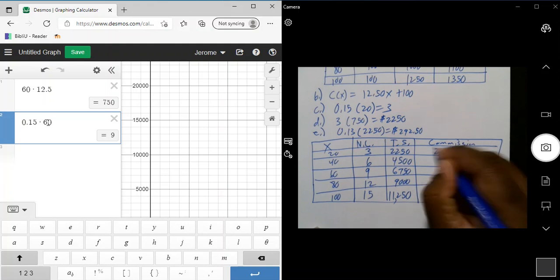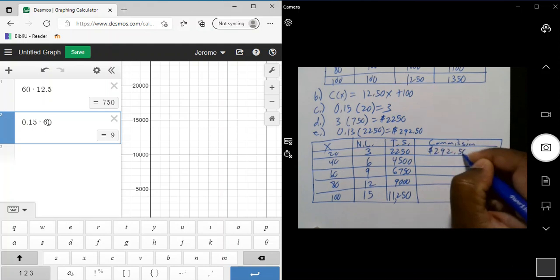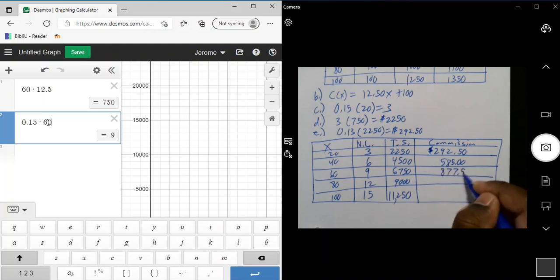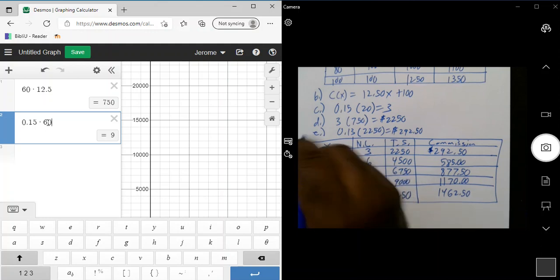So this here would be $292.50. This would be $585. Well, I don't need to put the dollar sign. This would be $877.50, $1,170, $1,462.50. Okay, now this was F.